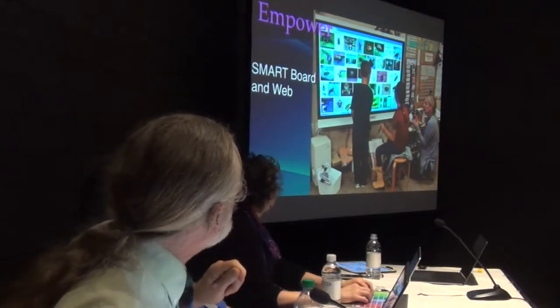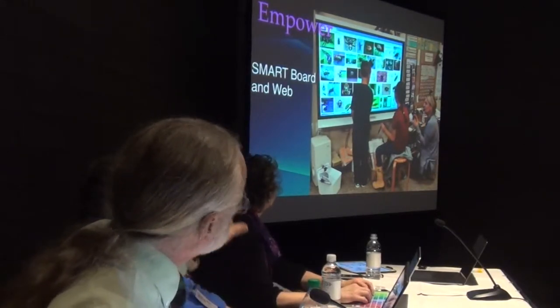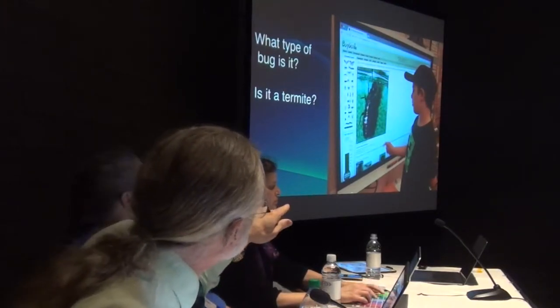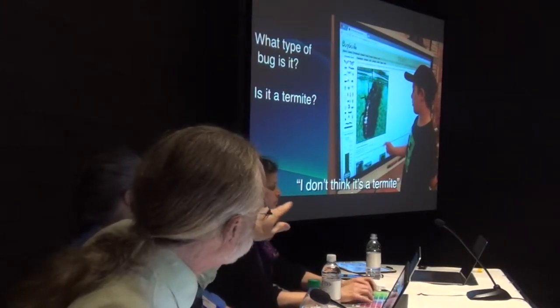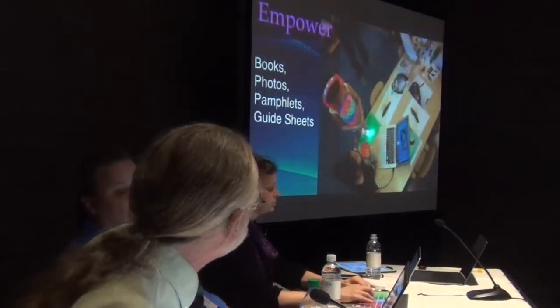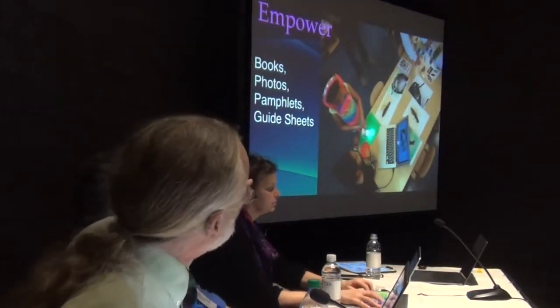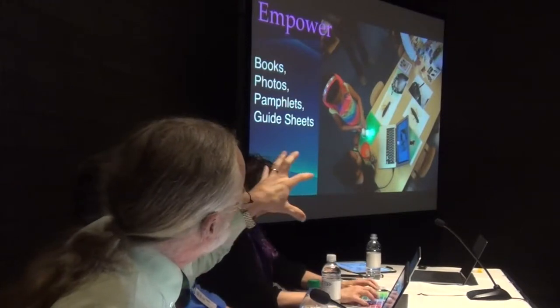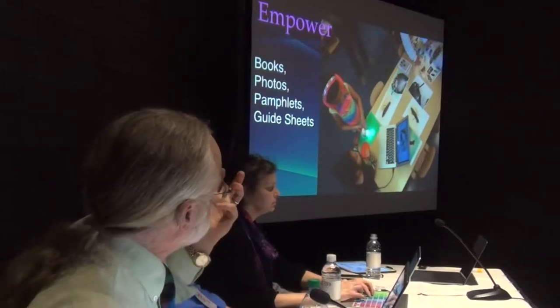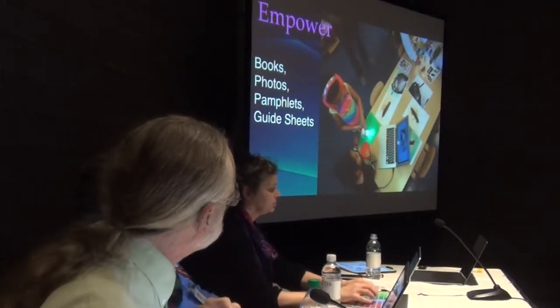So they went back to the smart board. We started pulling up bugs, looking at a variety of bugs, talking about things. Dylan looks at its tail down there at the bottom, says, yeah, I don't think it's a termite. It doesn't have the right end to the tail. So now we start printing out these photographs, pulling out books and pamphlets, and really trying to find all the media we can to explore this.